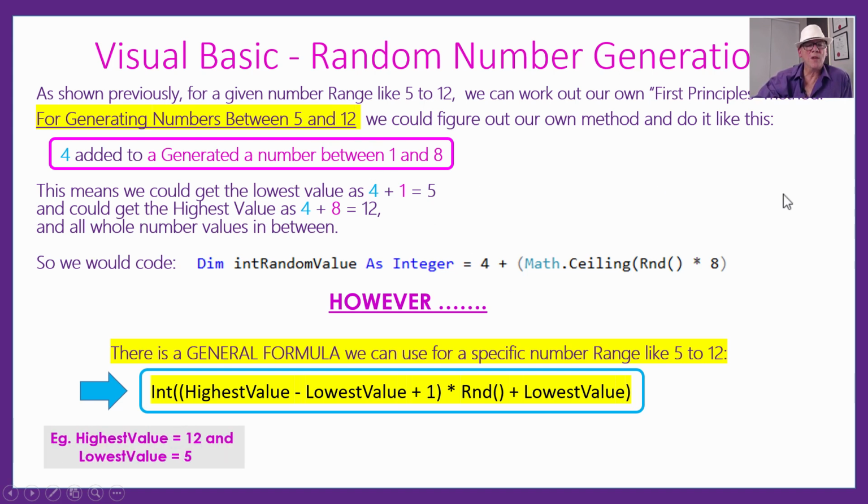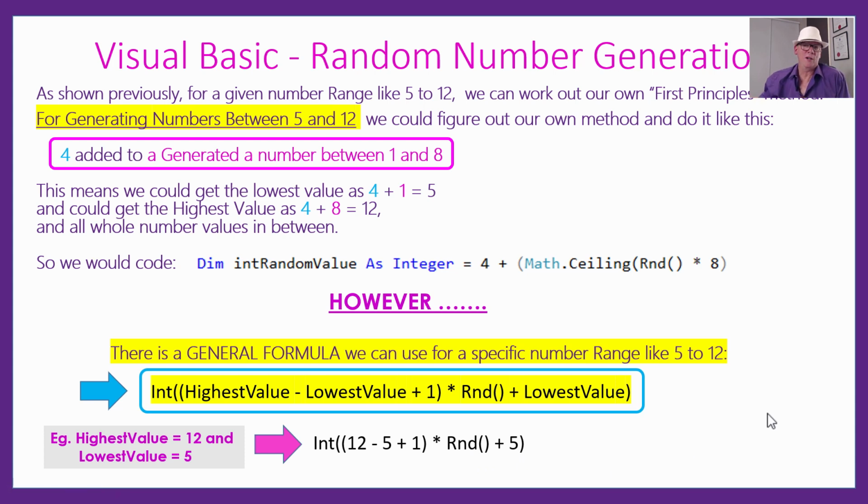So if we wanted numbers with highest value 12 and lowest value 5, like we're trying to do here, numbers between 5 and 12, we substitute into that formula. Our highest value is a 12, so we put a 12 in. The lowest value we want is a 5, so you put a 5 in there. Substitute in, you could just type this code with your dim statement and the other things here. So you'd dim it as integer, and then after the equals, just put this in as your code. And that'll give you numbers between 5 and 12.